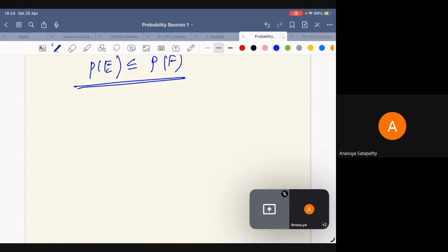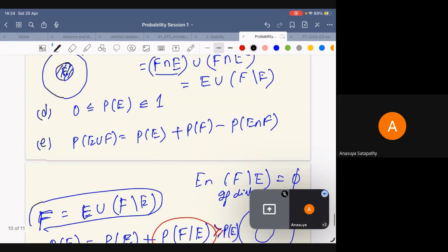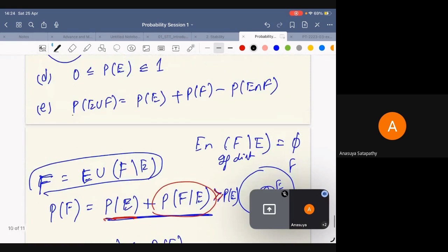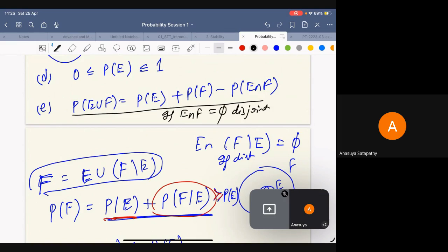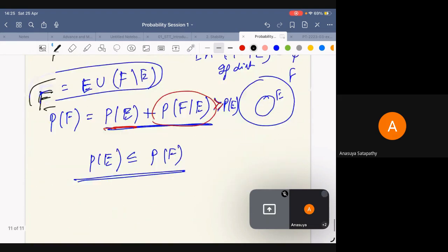Okay. So next one I am writing F. This one I was telling you. For example, if E intersection F is phi, for disjoint events, then P of E union F will be P of E plus P of F.